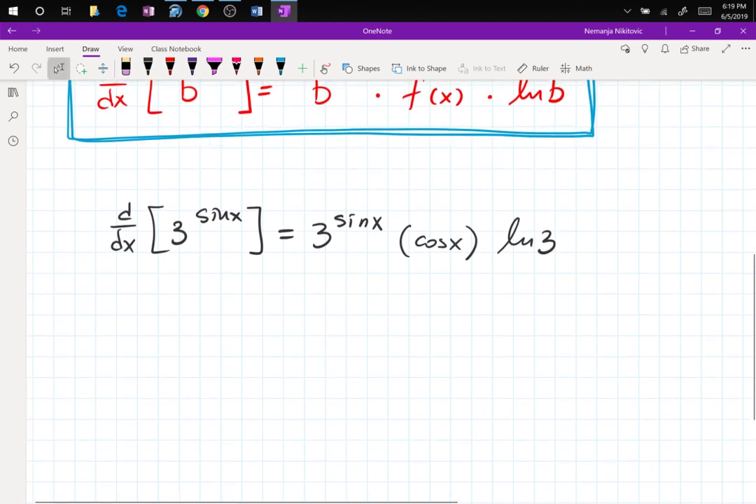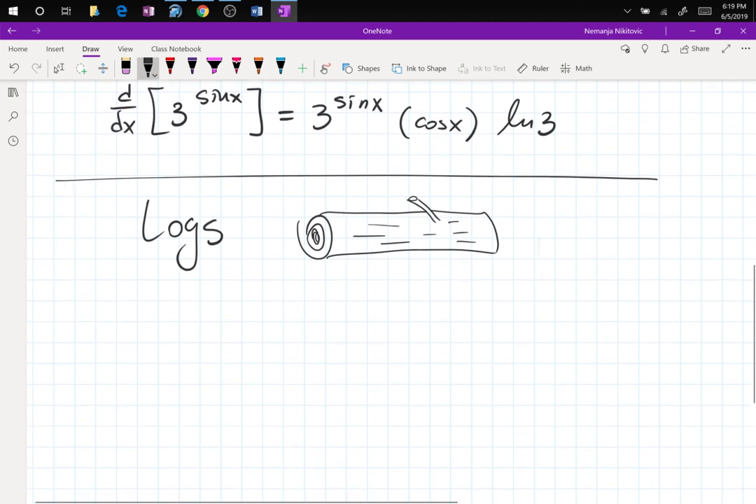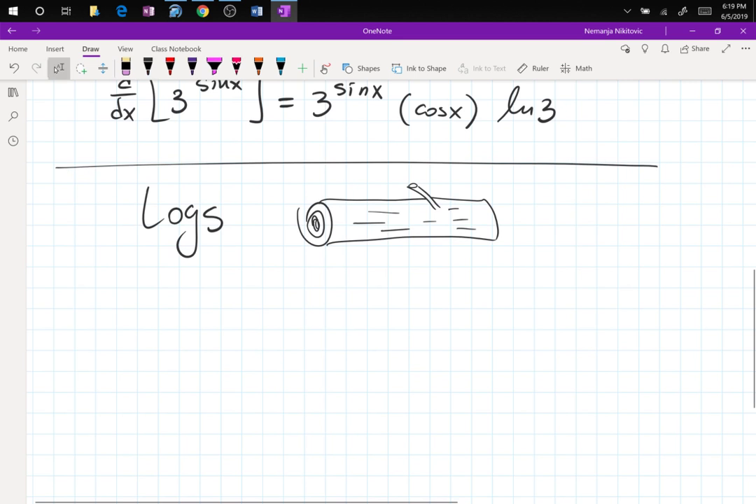Far more interesting is the story of logs. Let's talk about everything regarding logs.